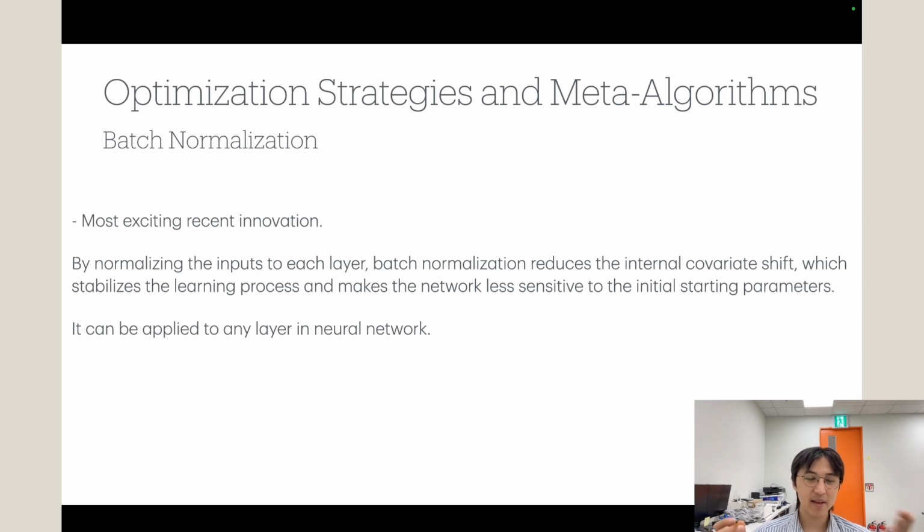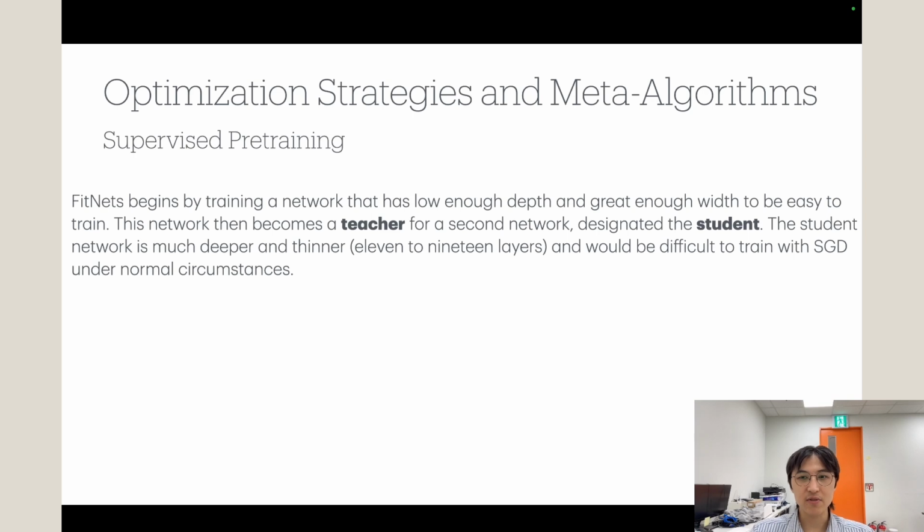But yet it may also cause vanishing gradient, but not necessarily exploding gradient. That's about batch normalization. Let's go to the next one, supervised pre-training. There is one example of supervised pre-training.